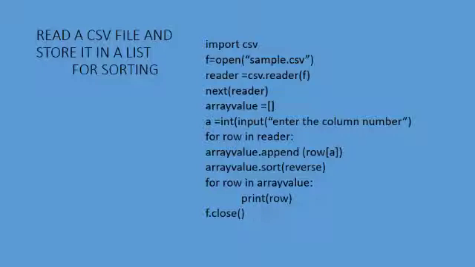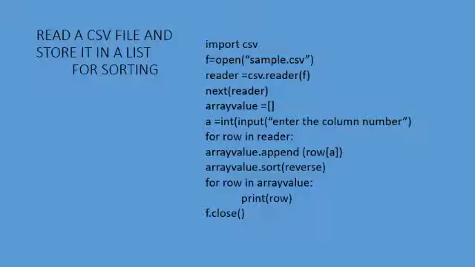So first, as usual, import csv. Next, f = open('sample.csv'). I am opening a file sample.csv. It will be stored in f. Then next, reader = csv.reader(f). f contains the data. It can be read by csv.reader and it is stored in a variable called reader.